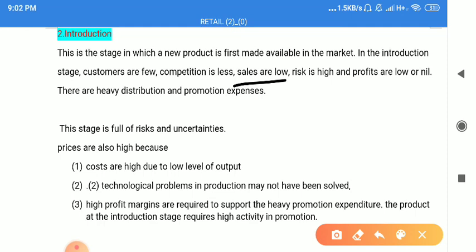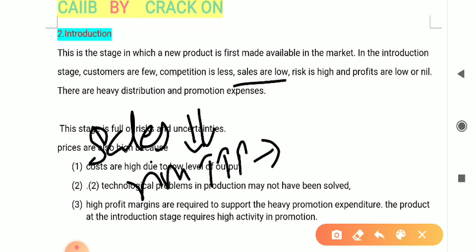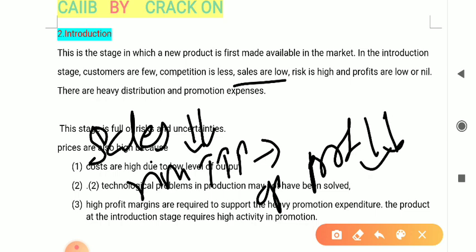So initially in all cases sales will be low, and risk is high, because the risk is whether the customer will accept it or not, and whether it will meet the expectation level of the customers. And one important thing is whether you are going to get a profit margin. So it depends. That's why initially profit is also low or something like zero. So they have heavy distribution.